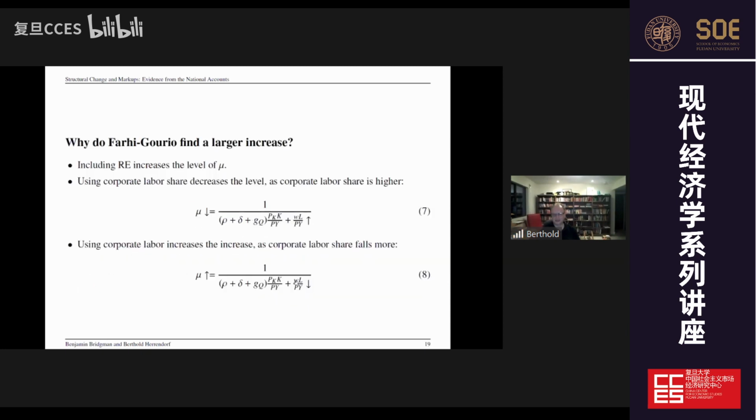So if for some reason WL goes down in a sector, because, for example, there's no union rents anymore, that would increase the markups. Now, think of the destruction of union rents mostly in the goods sector, then the markups in the goods sector have gone up more and are larger. I screwed that up. Let me do it again.